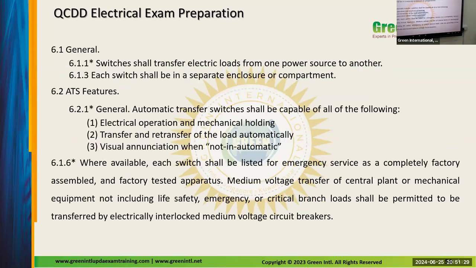First thing, we have electrical operations and the ATS. When there is a power failure, the electrical operation, then mechanically we need to hold things. So that's why we have electrical operation, mechanically held, and transfer and retransfer the load automatically. Transfer that prime power to standby and standby to prime. Then some visual information is needed. So these are the main features we need from the ATS.